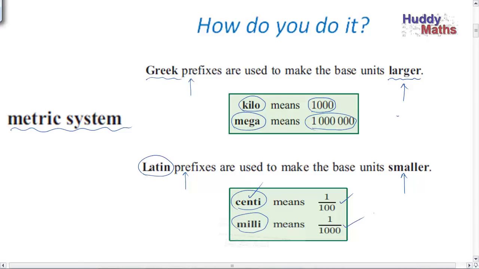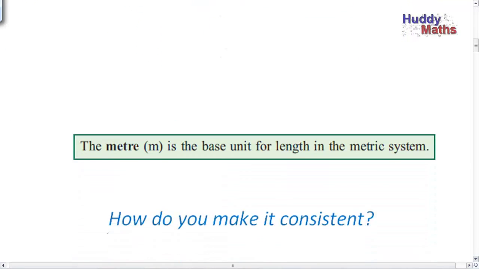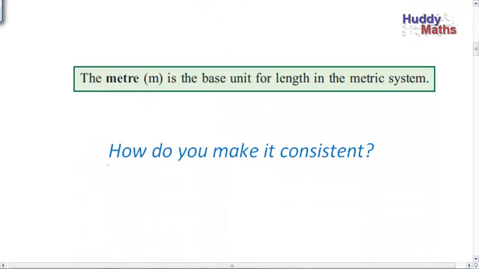This is a common way of describing the base units, or the units we're using for larger and smaller quantities, away from the base unit. And of course the base unit in this system, as I've already mentioned, is the metre. The metre is the base unit of length in the metric system. And the gram is the base unit of weight in the metric system.